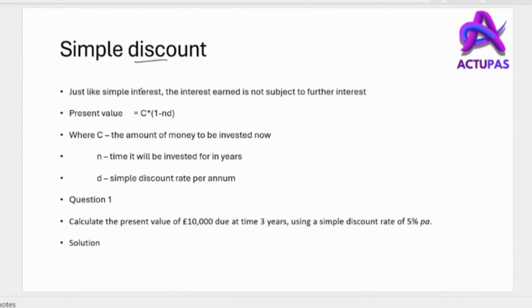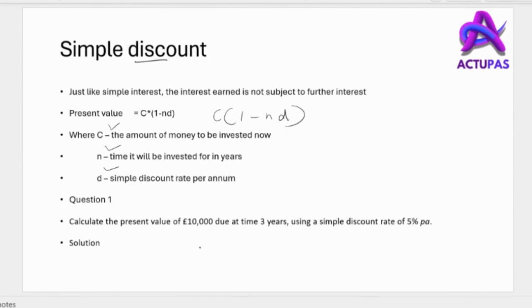Then we move on to simple discount. So just like simple interest, interest does not earn interest. And the formula for the present value using simple discount is C times (1 minus nd), where C is the amount to be invested now, that's the capital, n is the time of investment, and d is the simple discount rate per annum. And this is quite simple.